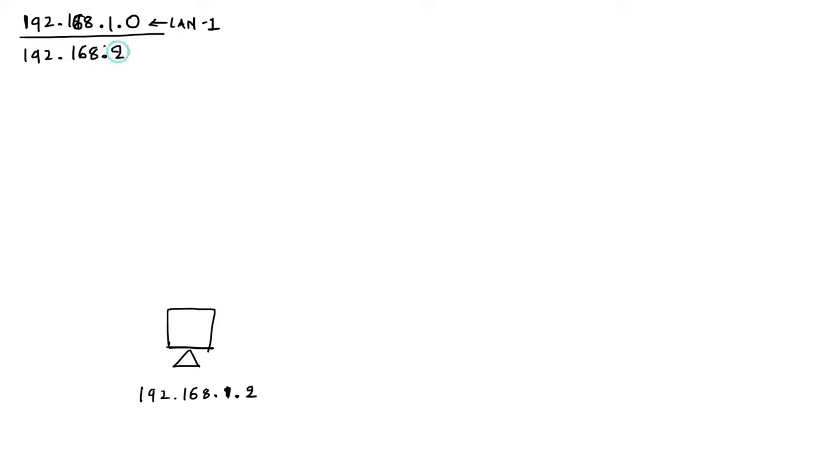We will create one LAN. In that LAN we will assign one PC, and the IP address of that PC is 192.168.1.2. We are going to create two LANs. The network address of the first LAN is 192.168.1.0, that is LAN 1, and the network address of LAN 2 is 192.168.2.0, LAN 2.